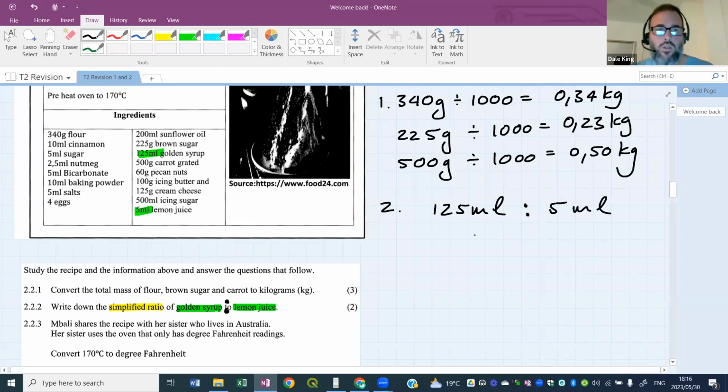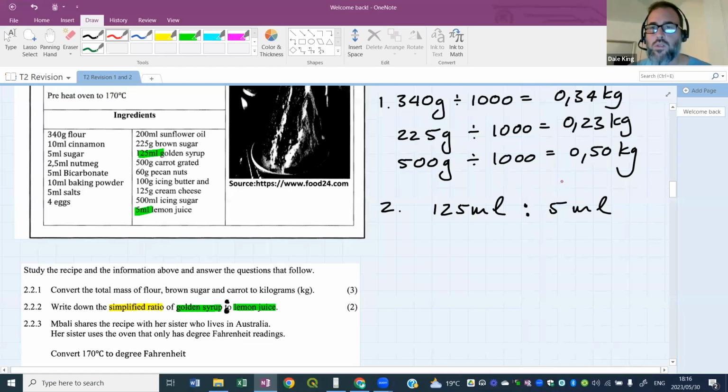So golden syrup on the left, lemon juice on the right. Now, they wanted a simplified ratio. In fact, if they just say write down the ratio, you should always simplify it. So we must practice to simplify the ratio. Now, how do we work with ratios? Well, just like a fraction, what you do on the one side, you must do to the other. And this 5, we're going to try to get that to 1. One of these must be 1. Usually the smaller one is on the left, but we've got the big one on the left. So let's take this 5 and try to get it to a 1.